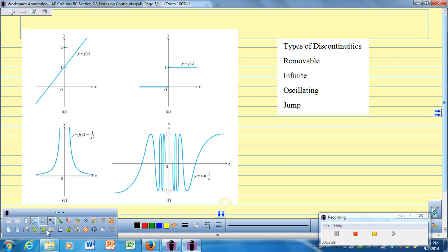All right, so there are 4 different types of discontinuities that we deal with. A removable discontinuity, and we should note that the other 3 are all considered non-removable discontinuities. And we'll start by defining what a removable discontinuity is.